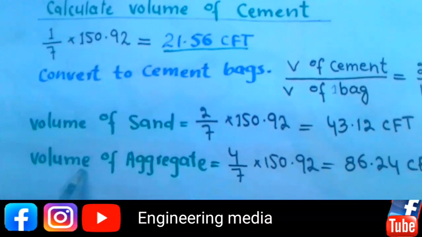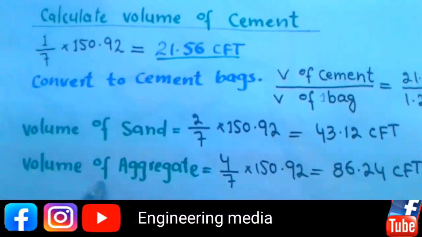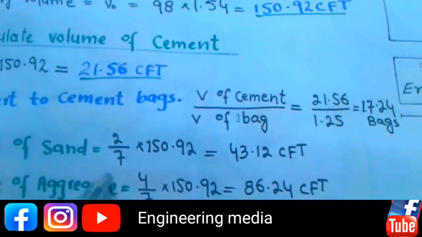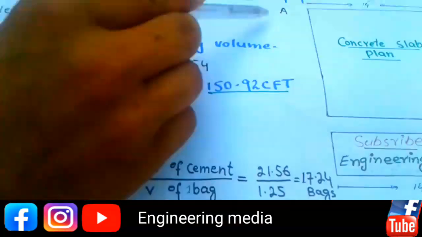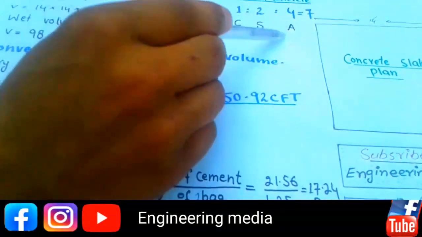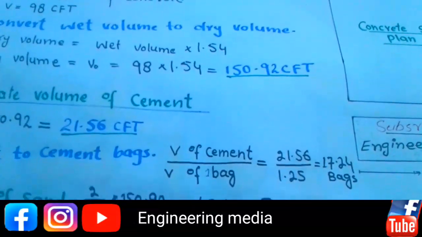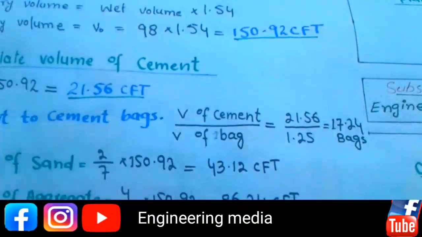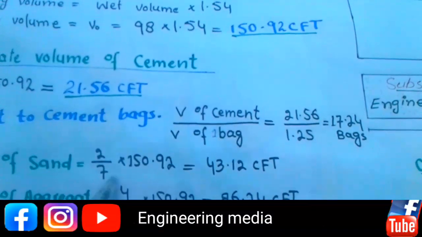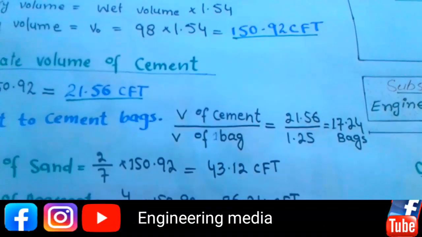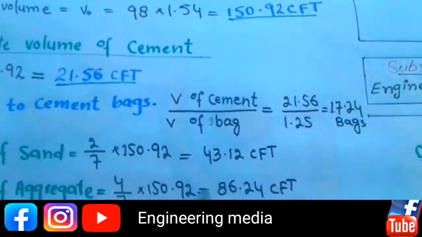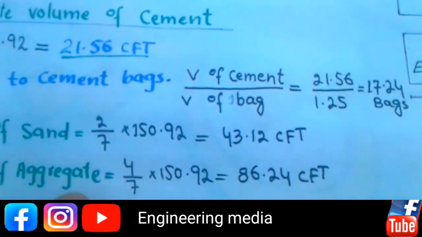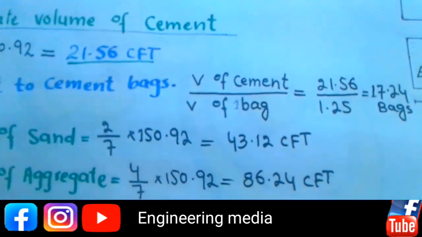The next and the last value is the volume of aggregate for the slab. For the aggregate, the value in the sum values is 4. So 4 divided by 7, where 7 is the sum values. When we multiply 4 divided by 7 by 150.92, then 86.24 CFT is given out, which is the volume of aggregate for the slab.